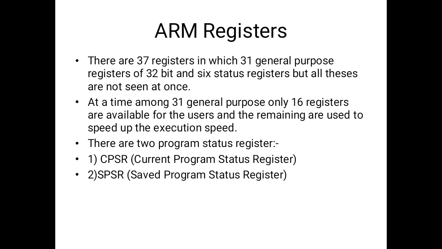ARM registers. There are total 37 registers, out of which we use 31 general purpose registers. 6 are known as status registers. Of the 31 general purpose registers, only 16 registers are available for the user at a time and other registers are used to increase the speed of execution. There are two program status registers, CPSR, current program status register, and SPSR, saved program status register.